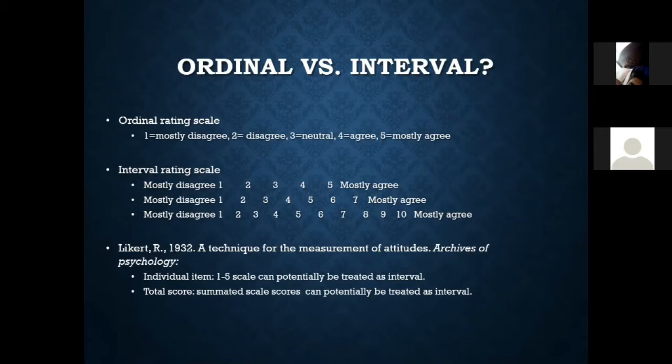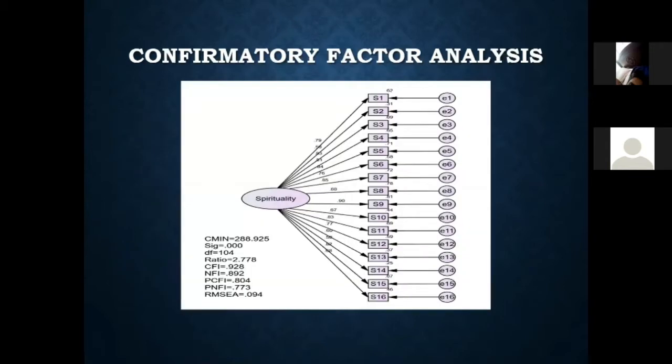The importance of this matter is that, say for instance, you would like to test for construct validity. One of the assumptions for construct validity is that each item must have an approximately normal distribution. So if your scale is ordinal, how can you test for normality? You can't. Normality is only meant for interval rating scales. So that's another argument.